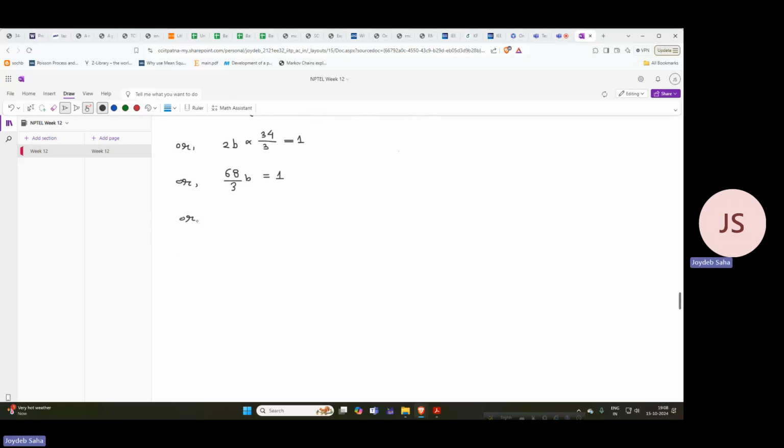or b is equal to 3 upon 68, right? So we get value of b is 3 upon 68. Fine.